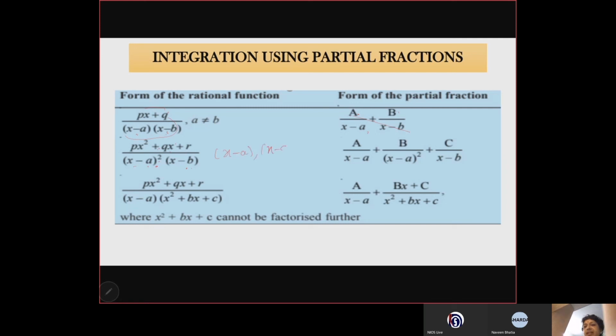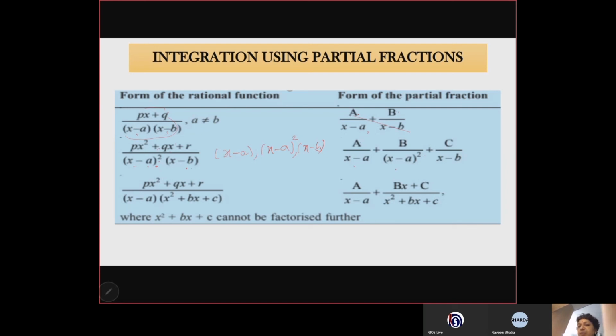There are three factors. So I have to have one fraction for each. So it will be a upon x minus a, plus b upon x minus a whole square, plus c upon x minus b.